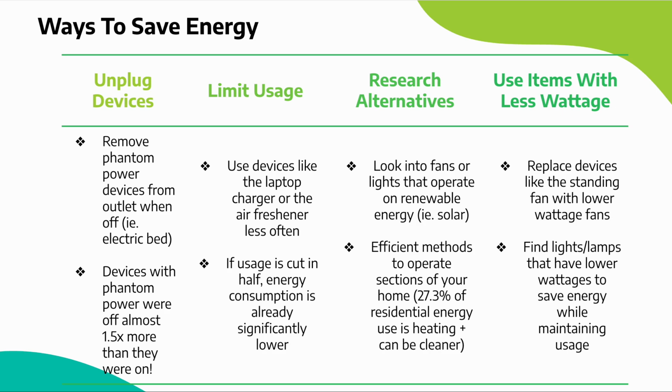I also had research alternatives, so look into fans or lights that operate maybe on solar energy. In the pie chart shown in the beginning, it did note that 27.3% of residential energy use is heating, and there are definitely cleaner alternatives to heating your house. So, changing even 27% of your residential energy use can make a big difference. And there's also using items with less watts. So, things like the fan or the lights and lamps can have less watts as well.